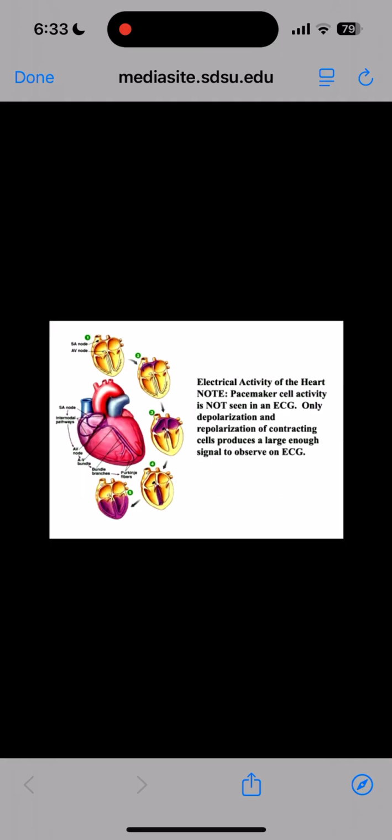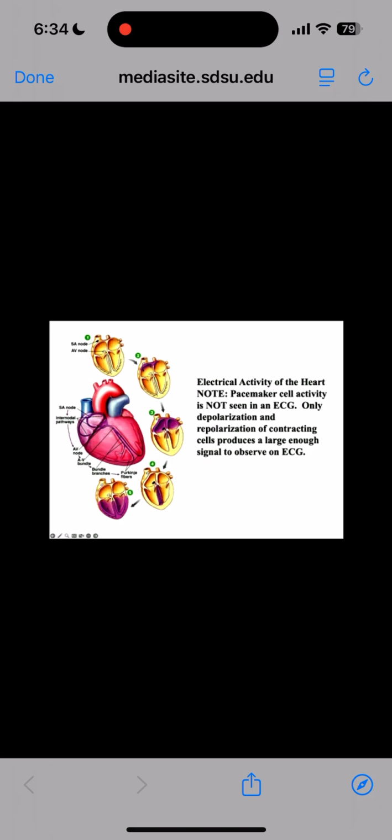So when we think about the electrical spread of activity through the heart, one of the things that I'll point out on the side, pacemaker cell activity cannot be seen in an ECG. And that is because pacemaker cells only make up about, at most, 1% of the total cells in the heart. So basically, we are following depolarization and repolarization, the electrical events of the atria and the ventricles.